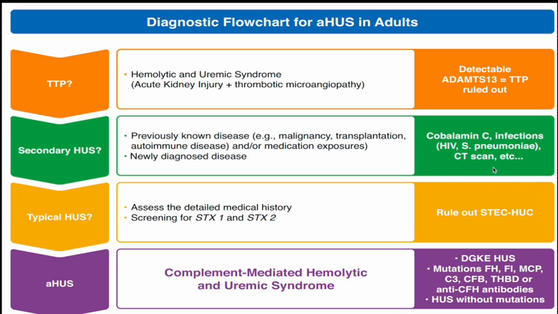So these are the tests that you can do. Next, if this also is ruled out, you go for typical HUS, where you screen for the Shiga-like toxin. And if this comes out to be negative, then this is ruled out. Then you go for the complement or the atypical HUS. Then you can go for these therapies. You can go for this genetic testing for confirming your diagnosis.